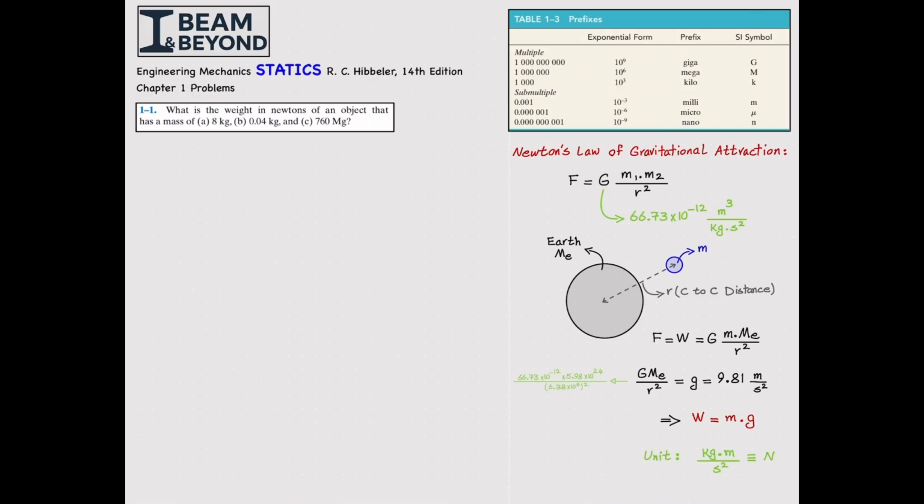What is the weight in newtons of an object that has a mass of A, 8 kg, B, 0.04 kg, and C, 760 megagram?